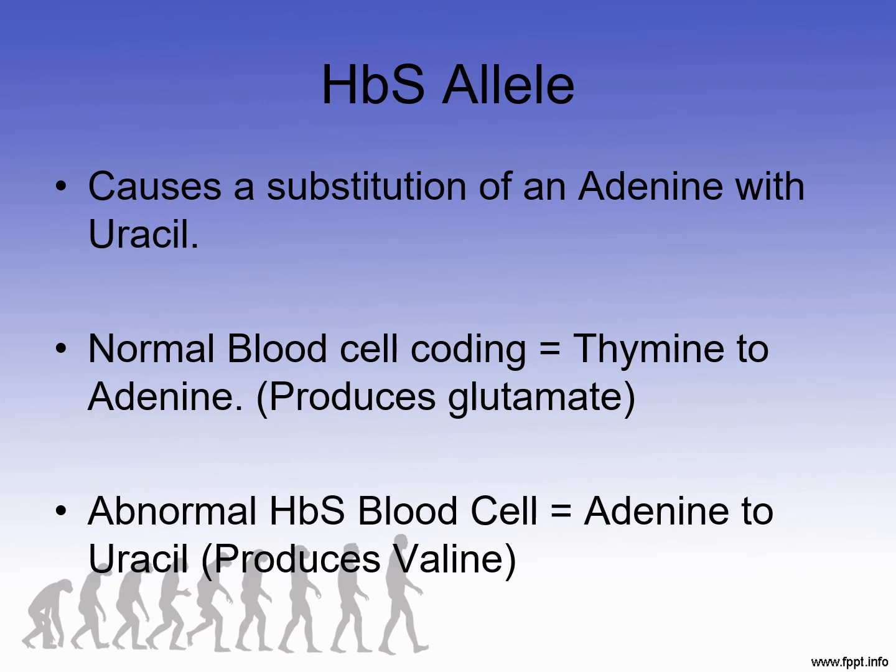So in essence, this HbS allele causes a substitution of an adenine with a uracil, right? In normal blood cell coding, you have a thymine to an adenine, which produces glutamate. And in the abnormal HbS blood cell, adenine goes to uracil, which produces valine, which ends up affecting the structure of the red blood cell.